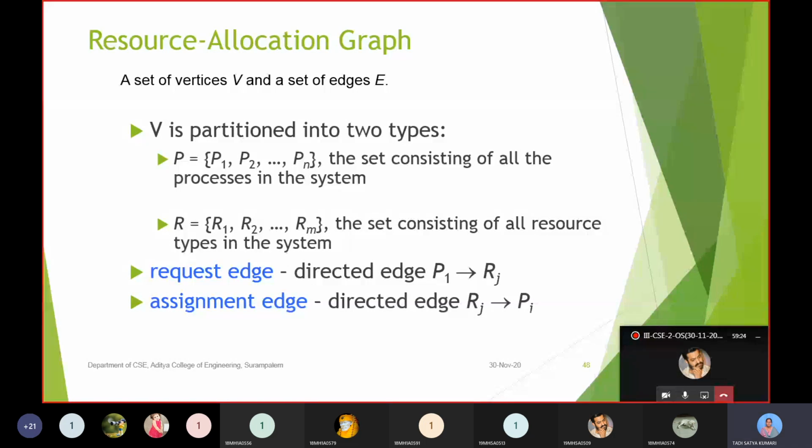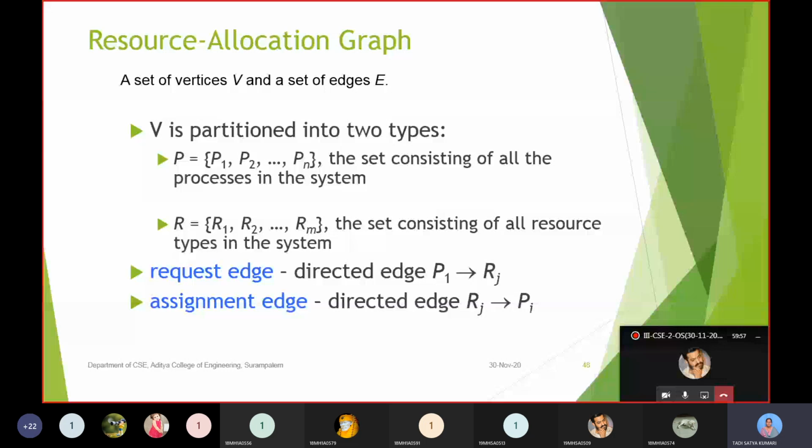The edges in the graph are divided into two categories. The first is the request edge and the second is the assignment edge. A request edge is a directed edge from a process to a resource. For example, an edge from process Pi to resource Rj means the process is requesting that particular resource. So the edge from a process to a resource is called a request edge.